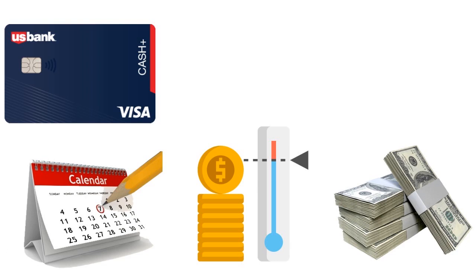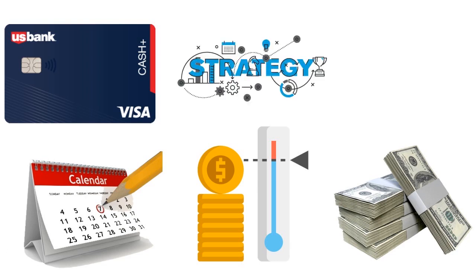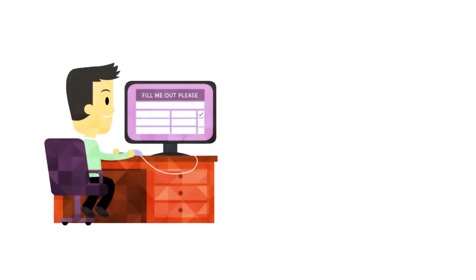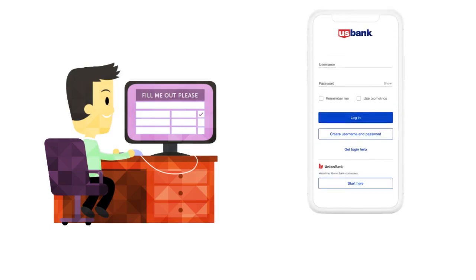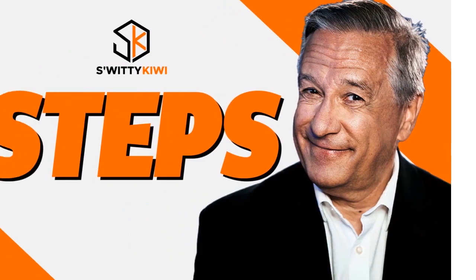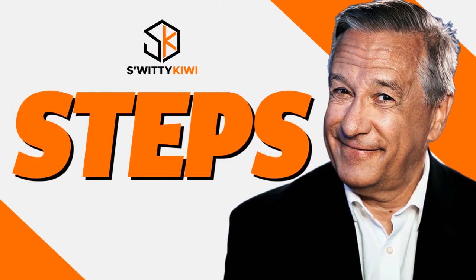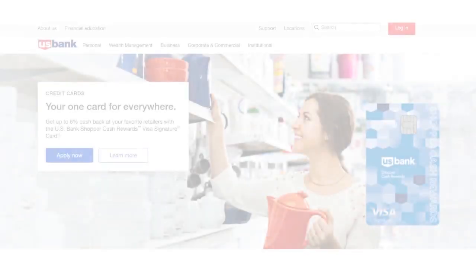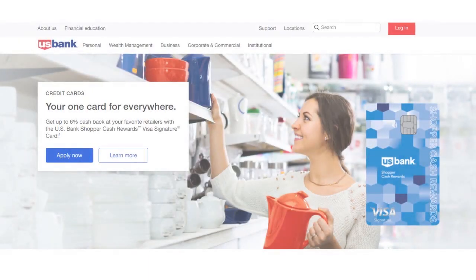So I said to myself, what is the best strategy for me to actually do things the right way and get the high limit that I need? Based on my research, the best way to apply for a US bank credit card right off the bat and get a nice limit was to log into online banking and follow a certain series of steps. Now, this means you need to have a US bank account. You've got to have a US bank account to actually get a US bank credit card.